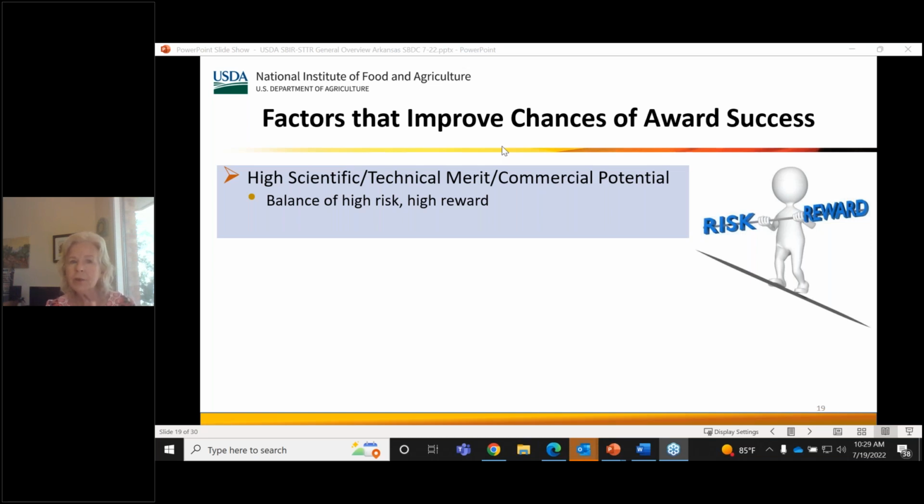And I also want to emphasize that for USDA, we really don't shy away from high risk, high reward proposals. We really understand and embrace that small business in the United States is often a disruptor of industry or sectors, and we support that, and we really welcome high risk, high reward proposals.